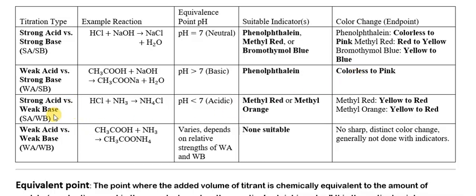Next, strong acid and weak base. HCl is the strong acid, and ammonia is the weak base. If a titration is carried out between a strong acid and a weak base, the pH at the equivalence point is less than 7, in other words acidic. The most suitable indicator for this titration is methyl red or methyl orange. Methyl red gives yellow to red, and methyl orange also yellow to red.